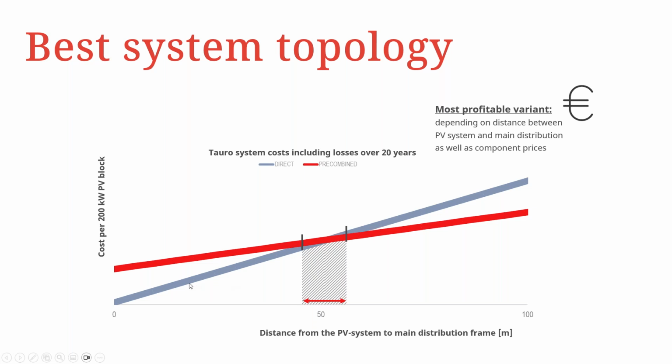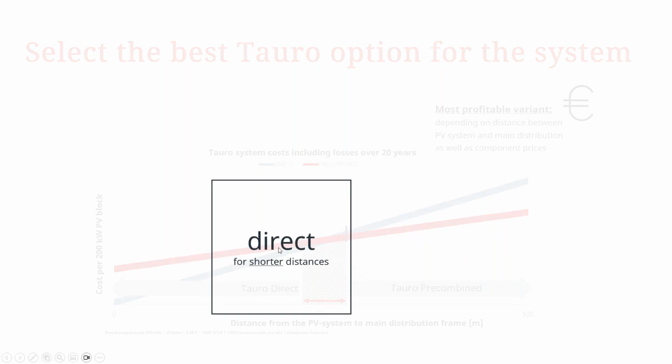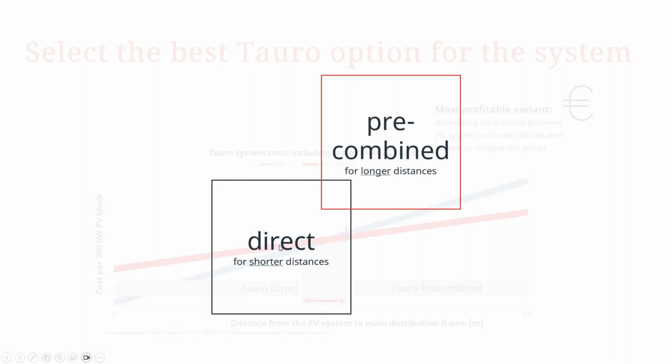This means that for shorter distances, ranging from 0 to 50 meters, it is best to go with the Tauro direct topology. For system designs exceeding 50 meters from the PV system to the main distribution frame, it is best to go with the Tauro pre-combined topology. So basically, if you're going for a shorter distance, go with the direct topology, then pre-combined for longer distances.